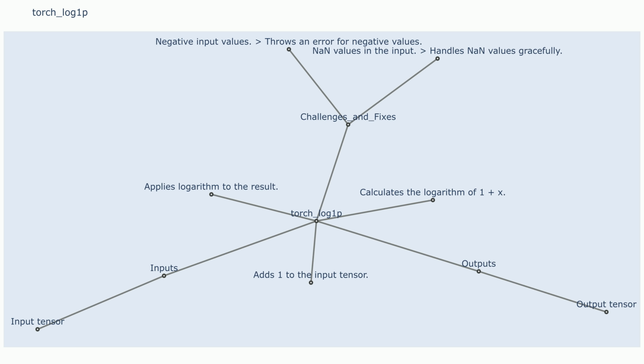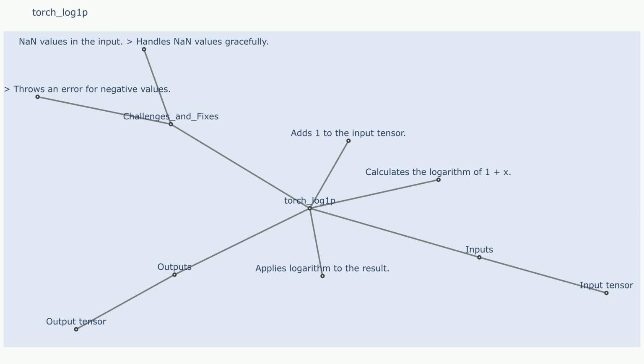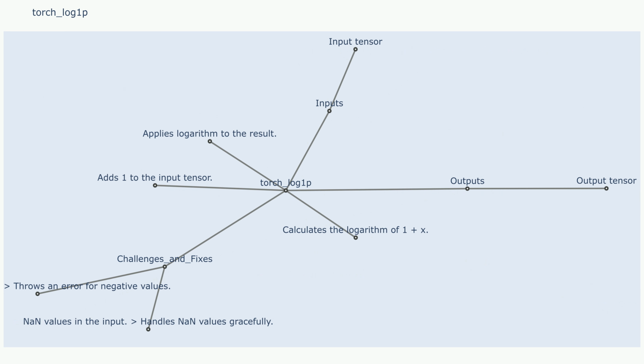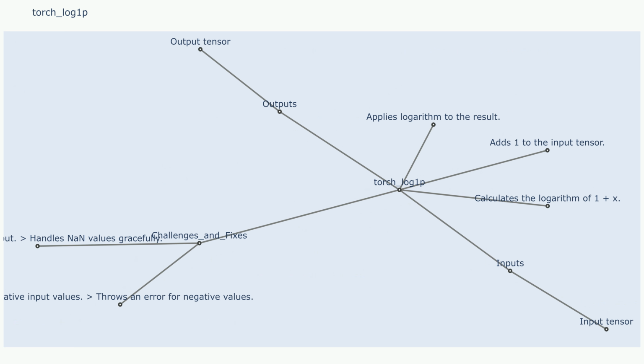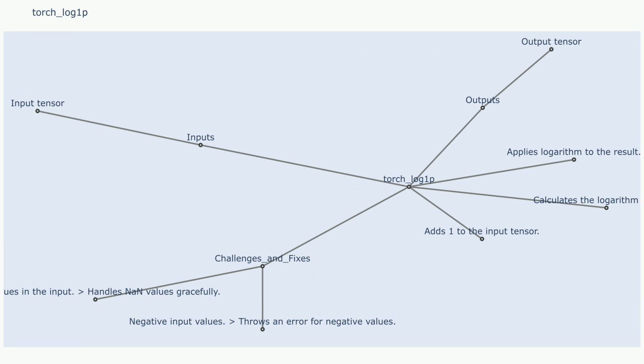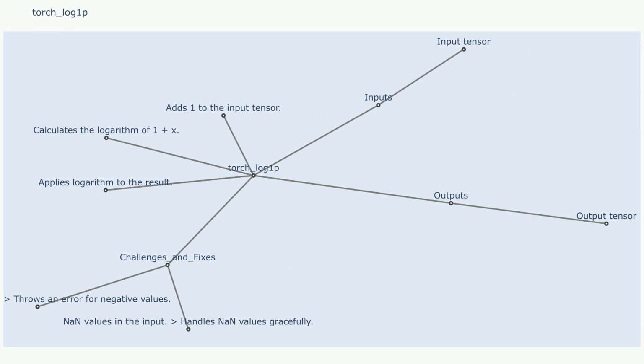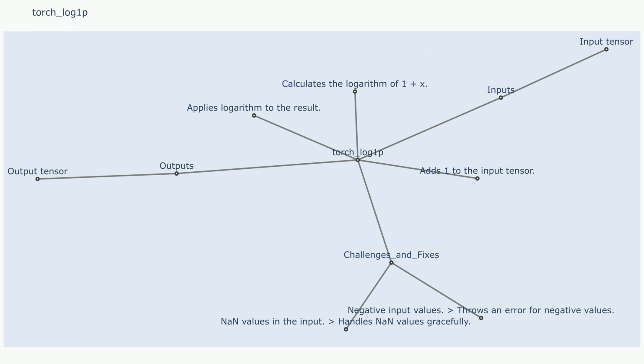torch.log1p. Description. The torch.log1p function computes the natural logarithm of 1 plus the input, element-wise. It's designed to handle values close to 0 more accurately than directly taking the logarithm. Inputs: a tensor containing numerical values for which you want to calculate the log1p. Outputs: a tensor of the same shape as the input, containing the natural logarithm of 1 plus each element of the input. Steps. Add 1 to each element of the input tensor. Calculate the natural logarithm base e of the resulting elements.